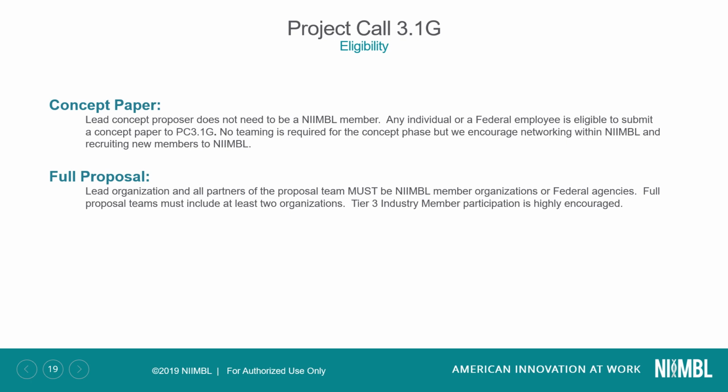However, similar to the other PC 3.1 calls, for the full proposal, the lead organization and all of the partners of the proposal team must be NIMBL members. I'll show you some dates in a little bit, but it's just very soon before the submission of the full proposal. Similar to the other two PC 3.1 calls, the proposal must have at least 2 partner organizations, which would be 2 NIMBL member organizations. And again, we highly encourage you to include Tier 3 industry member participation.